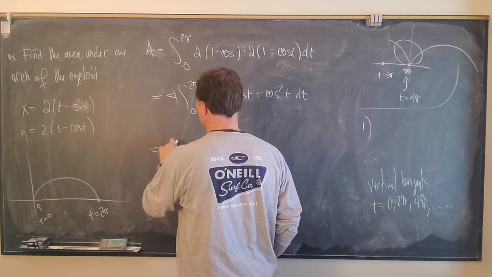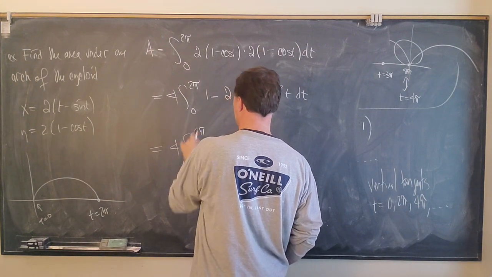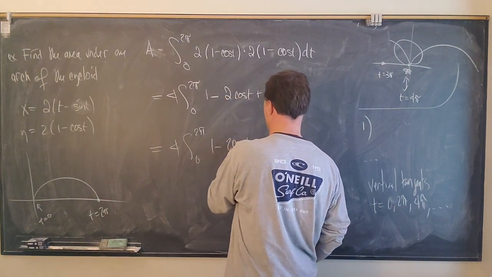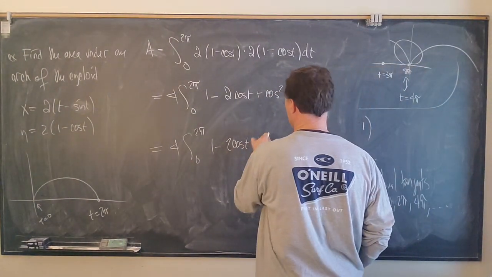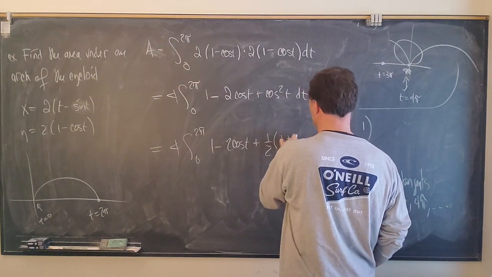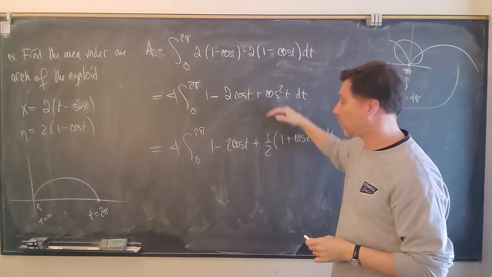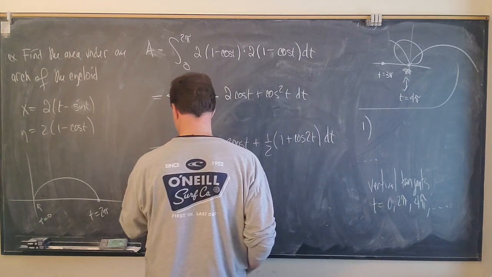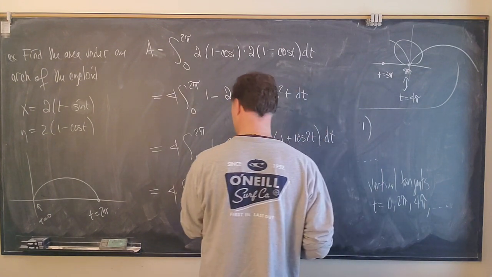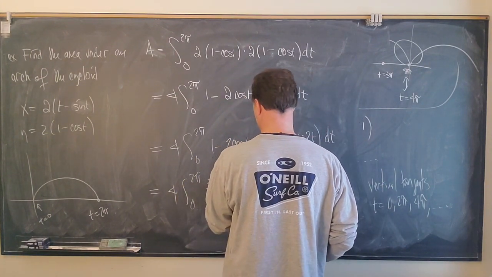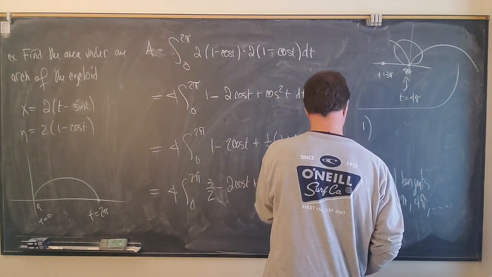And we might as well just carry this out just to remind you how to integrate this stuff. So before I can integrate a cosine squared, I need to replace it, right? I need to apply an identity here. So this is going to be plus 1/2 times 1 plus cosine 2t dt. So hopefully everybody remembers how to integrate cosine squared. And then this is going to be 4 times the integral from 0 to 2 pi. I have a 1/2 here combined with a 1, so that'll give me 3/2 minus 2 cosine t plus 1/2 cosine 2t dt. And now we're ready to integrate.